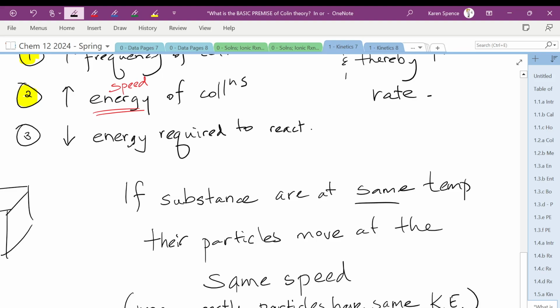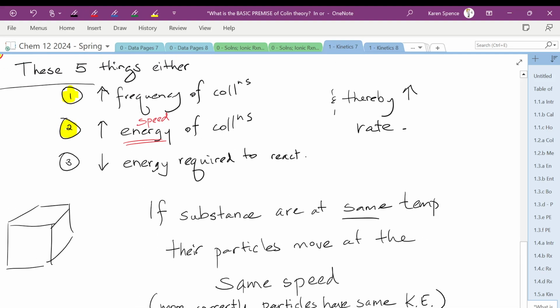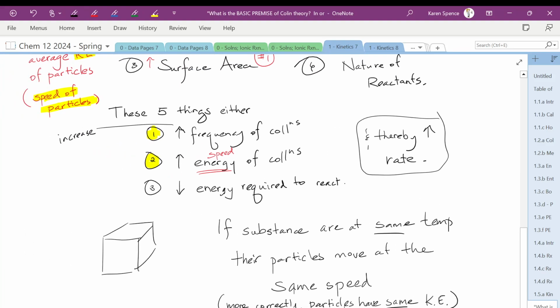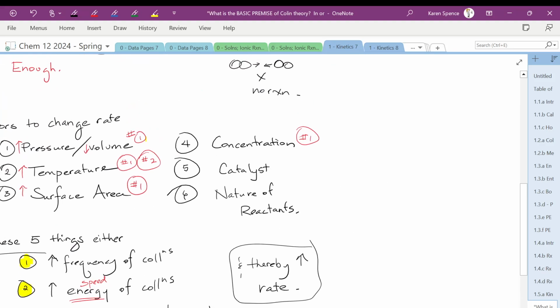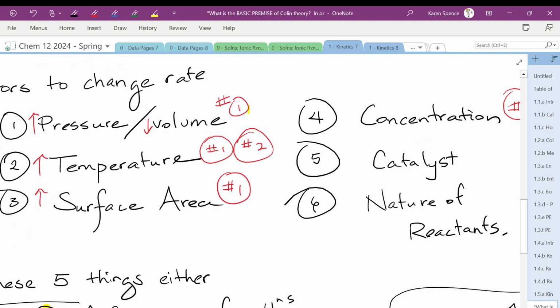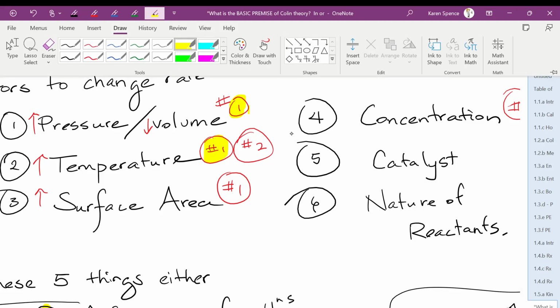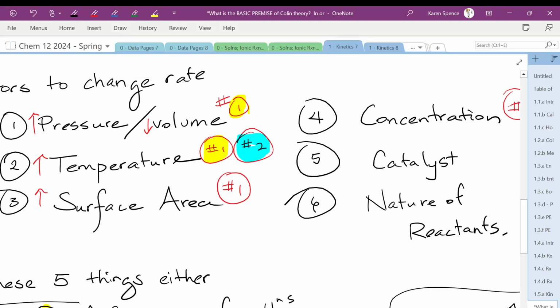And if they have the same kinetic energy, are they colliding with more kinetic energy? No. Okay, so pressure and volume affect only the frequency of collisions. Temperature affects both the frequency and the energy of the collisions.